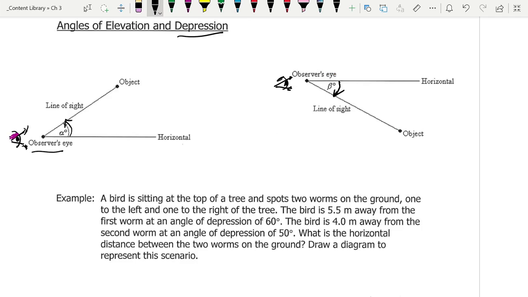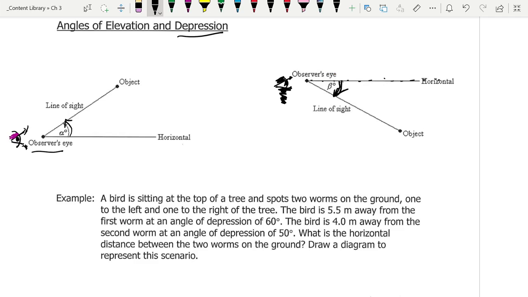And this will be black eyeshadow. This person's a little more goth. There we go. Very goth. Okay, so there we go. And this person's looking. If they look straight ahead, they'd look over the object. They have to look down to see it. That's an angle of depression.